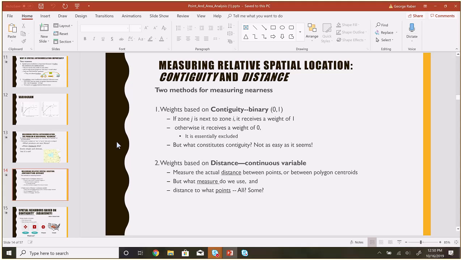So if zone J, enumeration unit, census district, plot, if we're doing some environmental work, it's kind of like pass fail, you're in it or not. Yeah, you're in it or you're not. It receives a weight of 1 or 0. So it's essentially excluded if you don't say it.